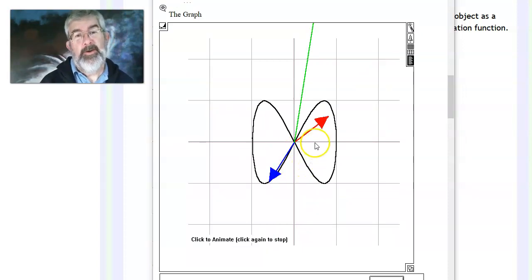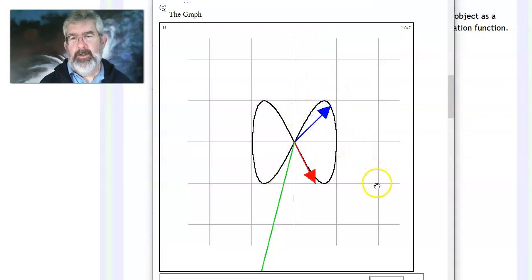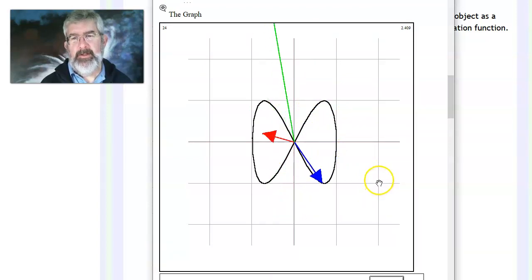So this picture now is very similar to the last one. It's the same vector function. You can see the vector drawn here in blue. In red now is the velocity vector, and green is the acceleration vector. If I set this in motion, you can see different things happening.